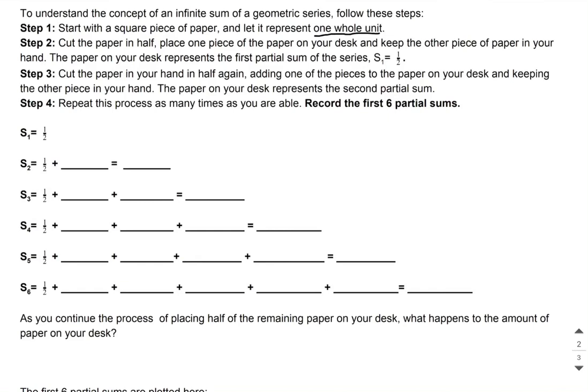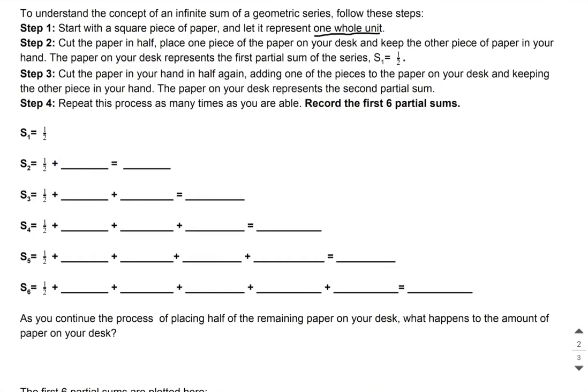You're going to cut the paper in half, and you're going to place one piece of paper on your desk and keep the other piece of paper in your hand. The paper on your desk is going to represent the first partial sum of the series, and I know it's 1/2 of the whole I started with. So do that now. And then step 3, you're going to cut the paper in your hand in half again, adding one of the pieces to the paper on your desk and keeping the other piece in your hand. The paper on your desk is going to represent the second partial sum after you do it a second time.